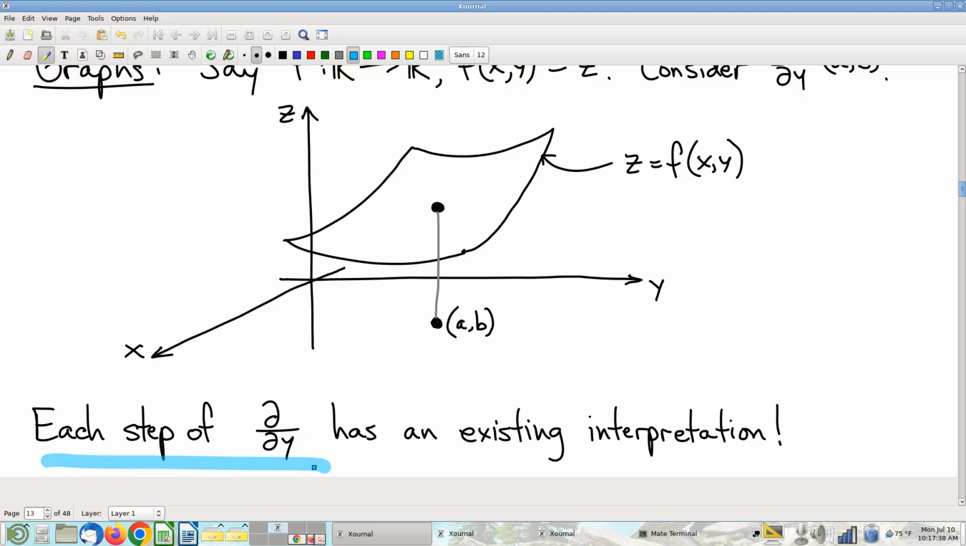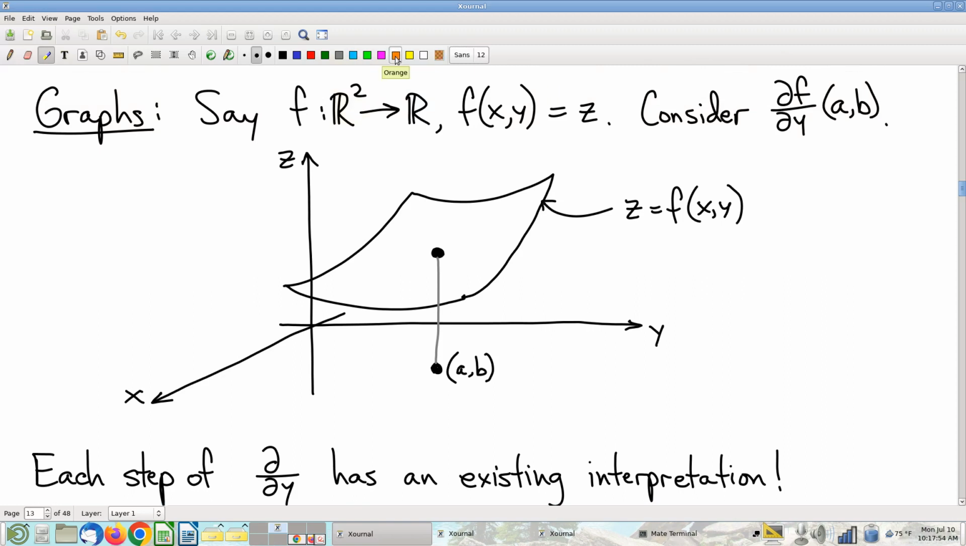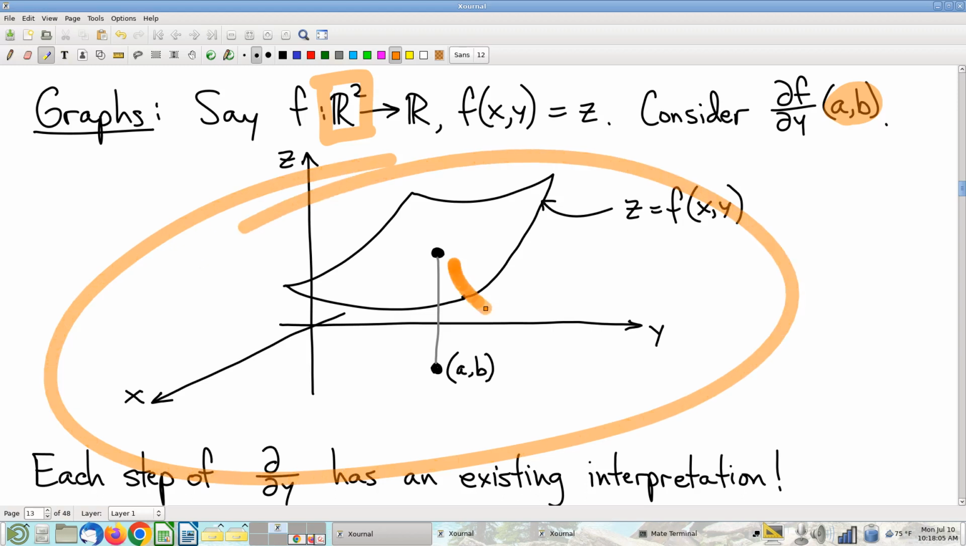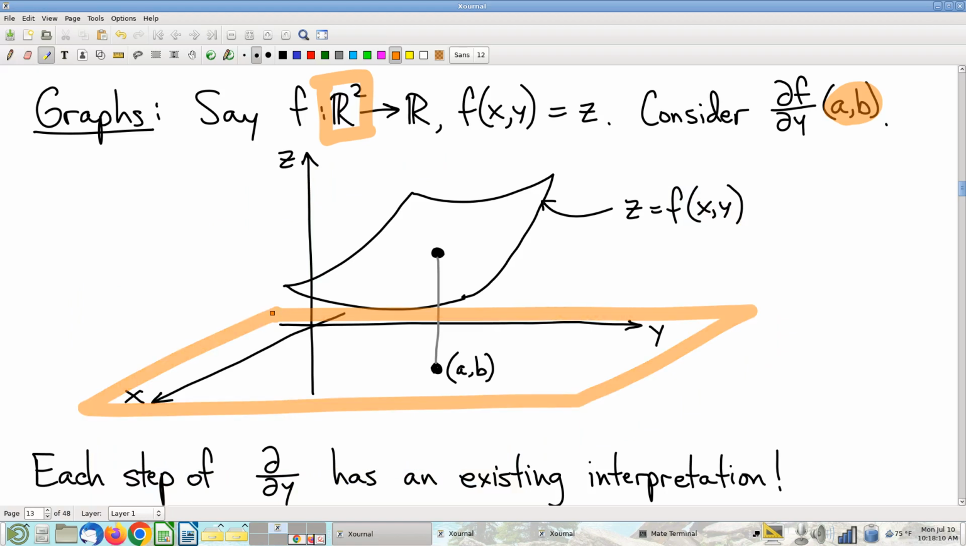Our process of computing partial derivatives on the previous page, each step in that process, we already have an existing geometric interpretation. So here we go. By the way, we're going to be interested in computing this partial at the point a comma b. Keep in mind a comma b is the point in the domain where we're starting at. Keep in mind the domain is not all of this. Right, the domain is just the xy plane, which I'm going to be sloppy and interpret as being just the xy plane inside of the xyz space.